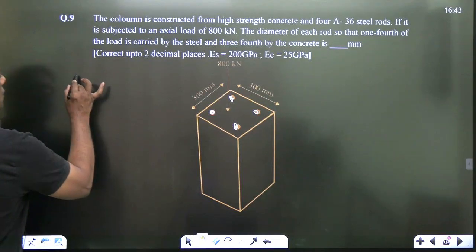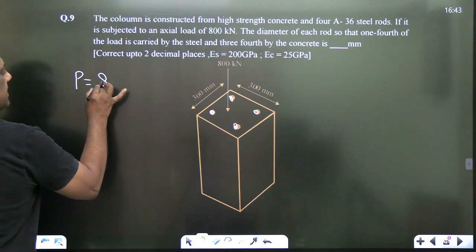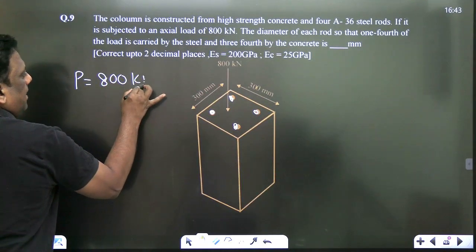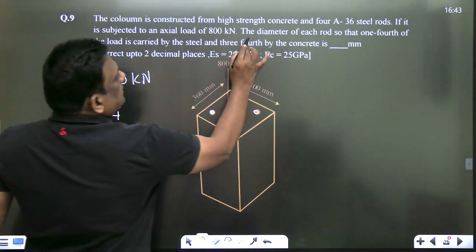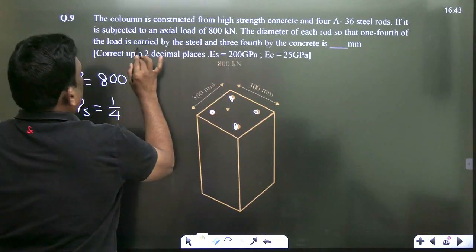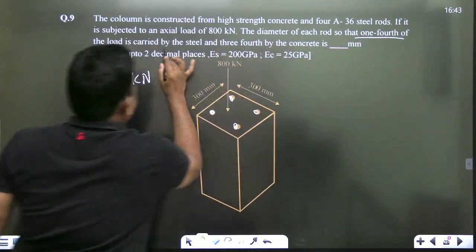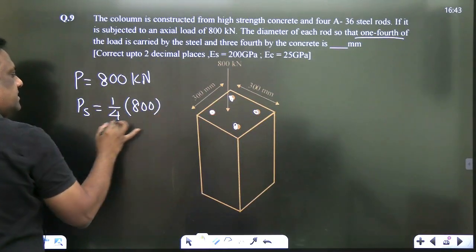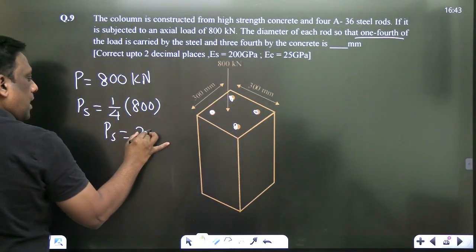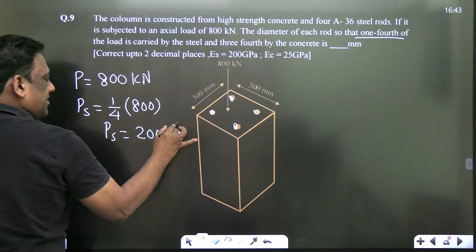So what is the total external load applied? It is 800 kilonewton. And how much is the load taken by steel? 1/4 of the load is carried by steel. So steel is taking 200 kilonewton, which is 200 into 10 power 3 newton.